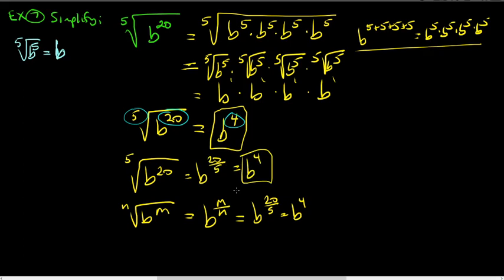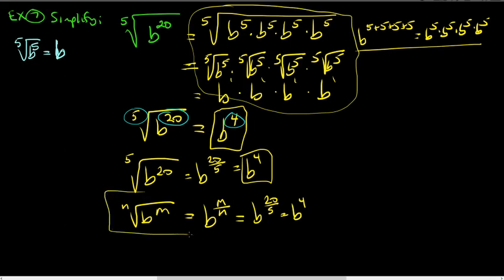No problem. So yeah, this way seems clunky, but it works. If you remember this rule, this makes this a lot easier. Okay? So make sure you do 20 divided by 5, not 5 divided by 20. This is not b to the 1 over 4, it's just b to the 4. Okay?